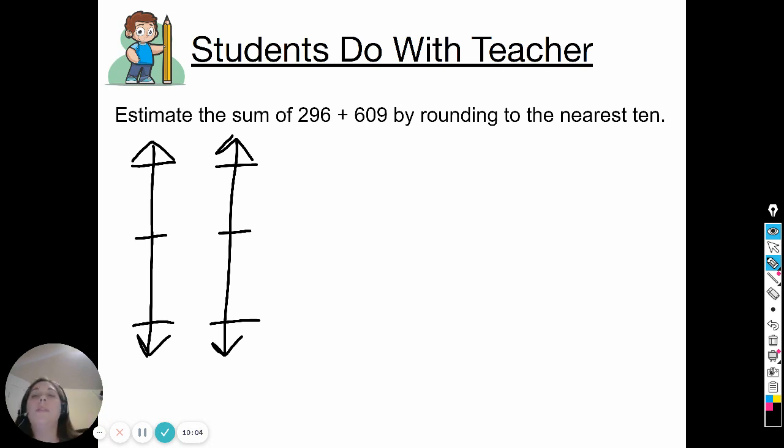Okay, first number we're rounding is 296. We're rounding to the nearest 10, so let's look in the tens place. There's a 9. We're going to keep what's in the hundreds. So we have 29 tens, which is 290. We have to add one more 10 to get our top number. 29 plus 1 is 30. So our top number will be 30 tens, which is 300.